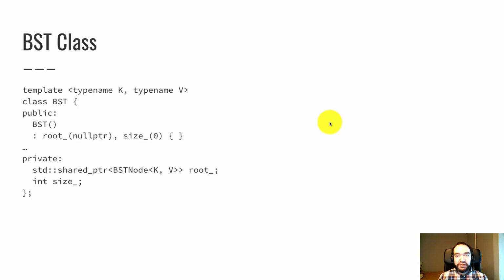Here's how we would code this up in C++. Again, it's a template class with a template parameter k for the key type and a template parameter v for the value data type. There are only two data members. It's a pretty simple class in terms of the data members. There's a node pointer to a root. So that would be a standard shared pointer to a BST node with the same key value data types called root_. And also the integer size that counts how many pairs are in the tree.